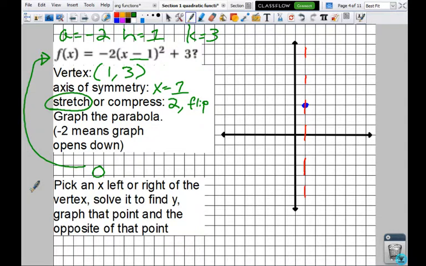So I'm going to have -2 times (0 plus 2)... sorry, -2 times (0 minus 1) squared, and then plus 3. I just need to go through and solve this to find my y. So 0 minus 1 is -1. When you square -1, you get +1. -2 times +1 is -2. Plus 3 is 1.